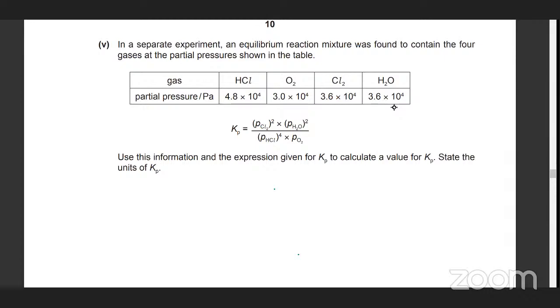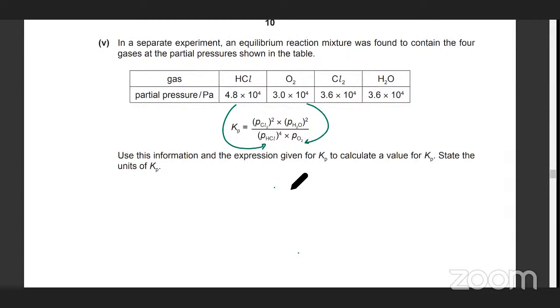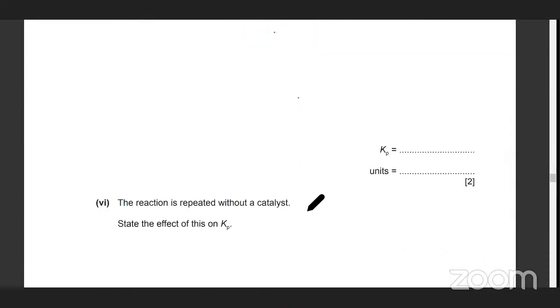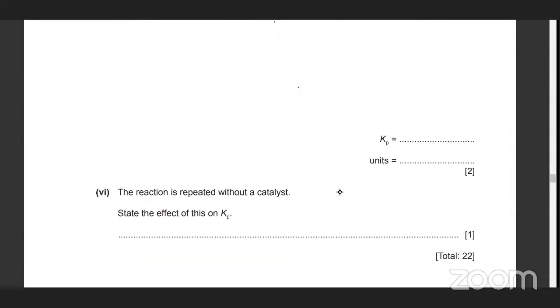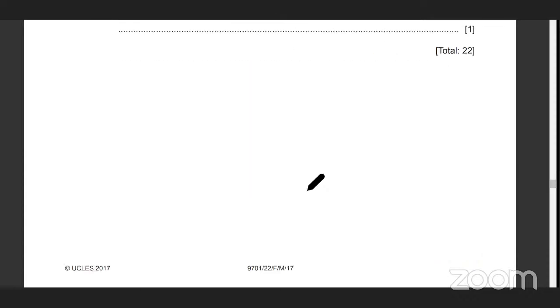You can find Kp. HCl is over here, O2 is over here, but you have to be very careful with the calculator. Put all these values in and you can find the answer. So we're going to move to the next question. What effect would a catalyst have on the value of Kp? No effect. Remember, equilibrium constants are only affected by temperature and nothing else.